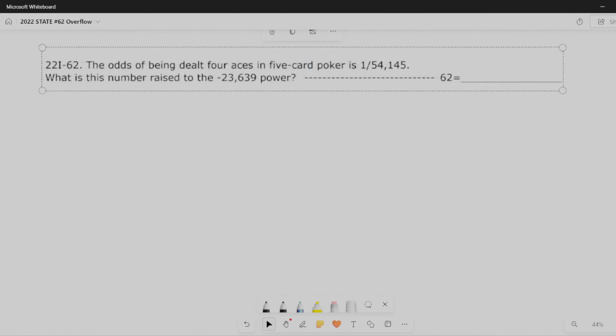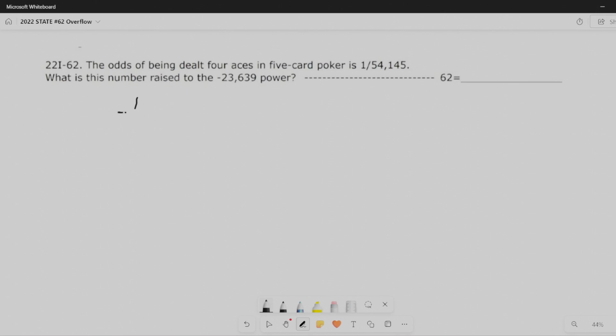All right, our next problem is from the year 2022, the state exam calculator applications, number 62. The question says, the odds of being dealt 4 aces in 5-card poker is 1 in 54,145. What is this number raised to the negative 23,639?